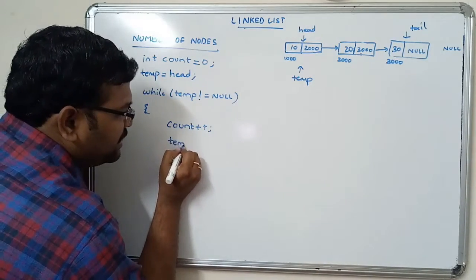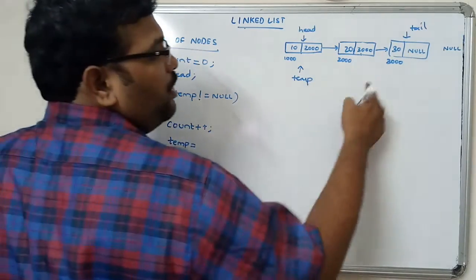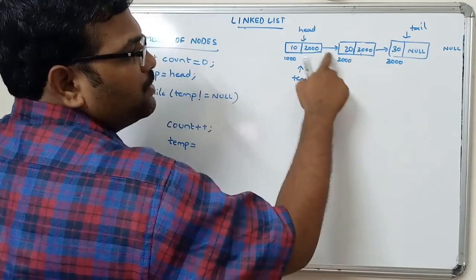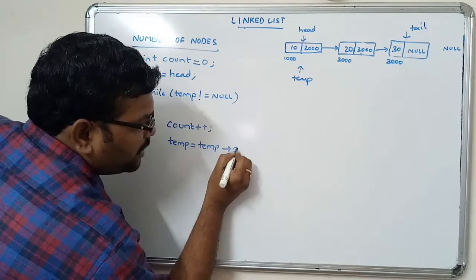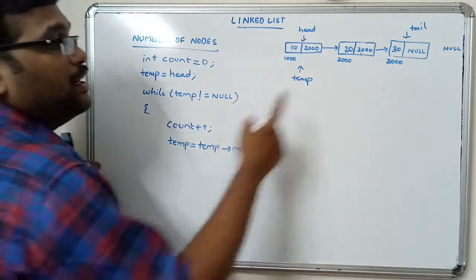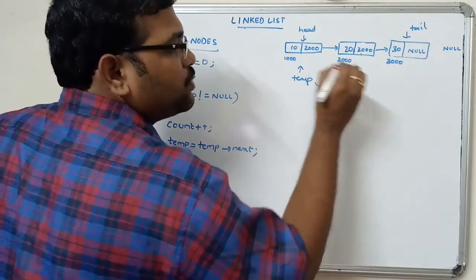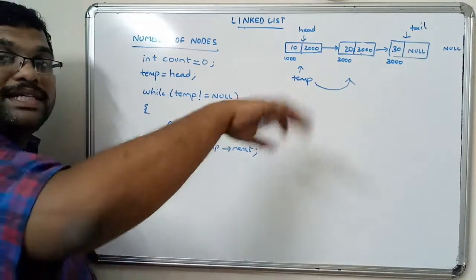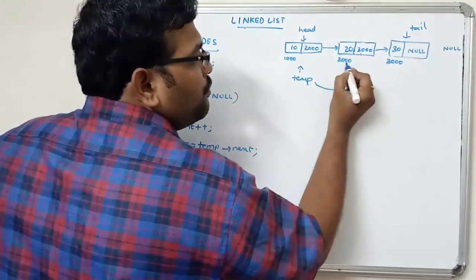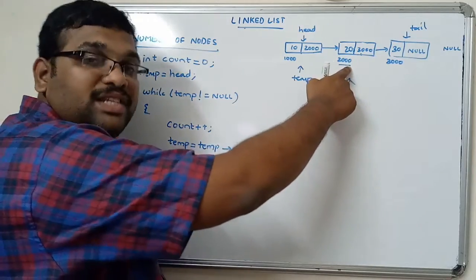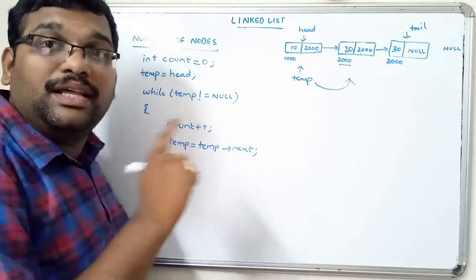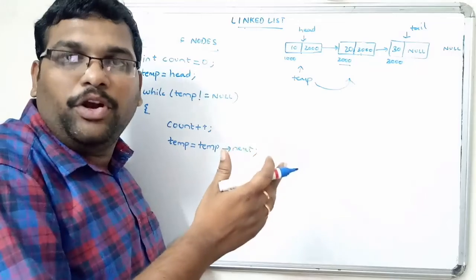Now temp is equal to, we have to move this one. So what is the address of this one? Temp of next. So temp of next. So hope you understood this one, right? So we need to move this temp from the first node to the second node. So how to move this temp? We have to move this temp to the 2000 address, because these are not contiguous memory locations, right?